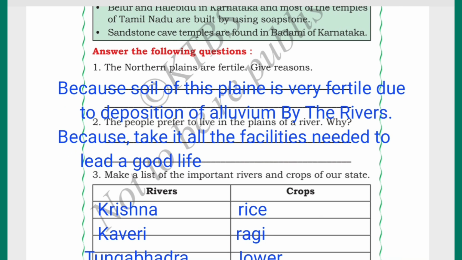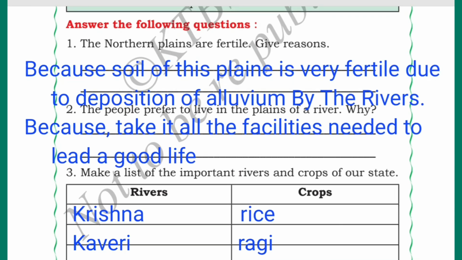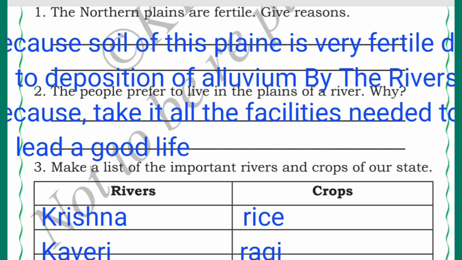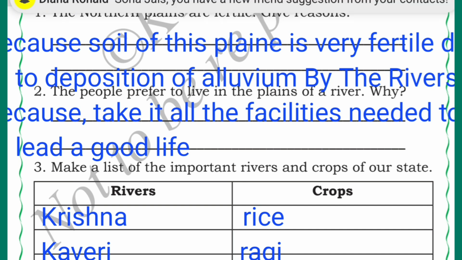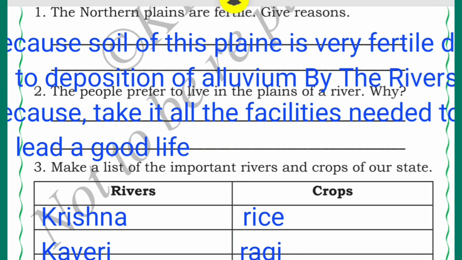The northern plains are fertile. Give reason. Because soil of this plain is very fertile due to deposition of alluvium by the rivers. The question is, the people prefer to live in plains of a river. Why? Because it is having all the facilities needed to lead a good life.